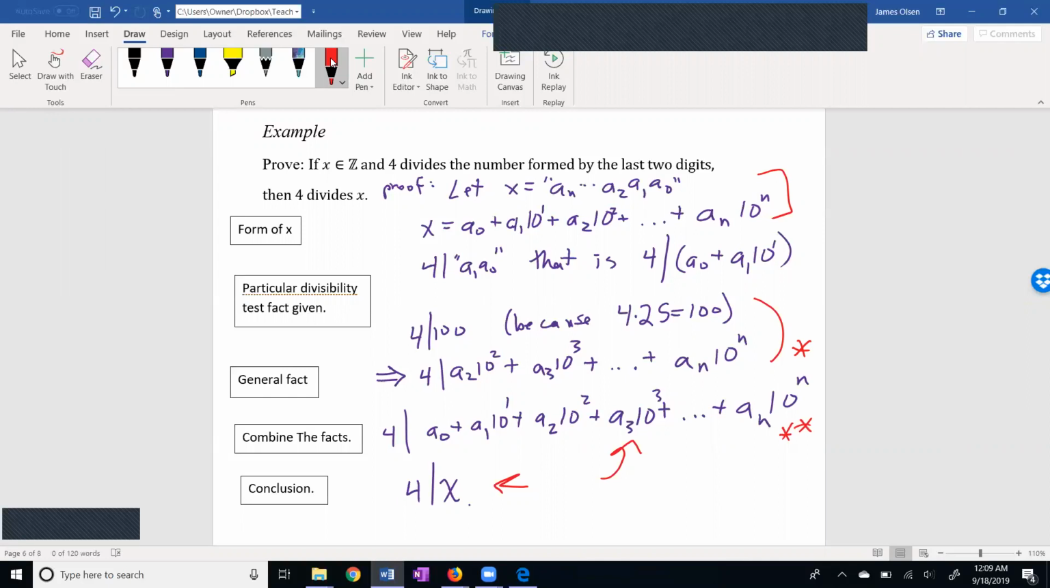And what I would do is take the double star line and add to it -1 times the single star line. And what that's going to do is subtract off the a2 times 10 to the second plus a3 times 10 to the third through the end. And then since I'm subtracting that off, I would come back to here and my final conclusion would be here. So the converse of all these divisibility tests could be proven.